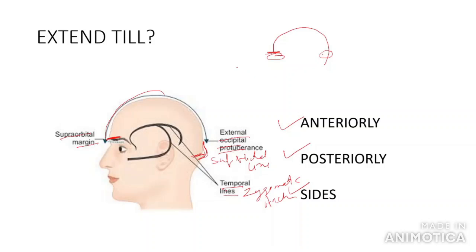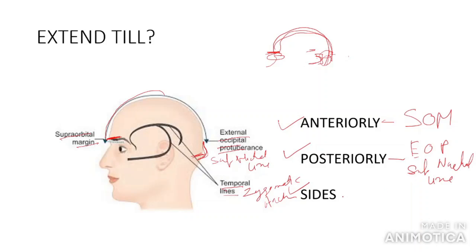So how do you remember it now? You're going to make this diagram. You make the eyes, you make the ears, and then you have to show the extension. So anteriorly it extends till, come on, repeat with me. What is the extension anteriorly? Supraorbital margin. Yes, posteriorly it extends till external occipital protuberance and superior nuchal line.